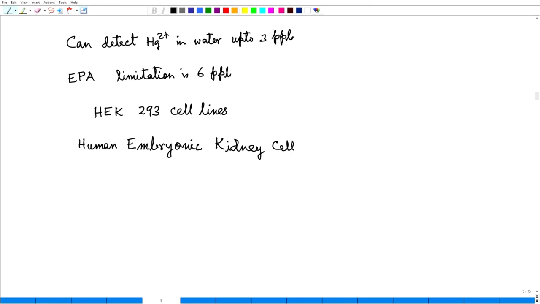We took a cell that is human embryonic kidney. In plain English, a poor child died. A child unfortunately died in Netherlands, and his parents donated that for mankind. So that embryonic kidney cell was collected.